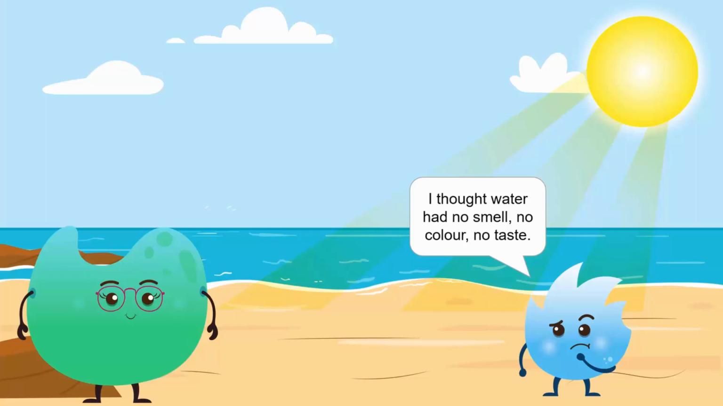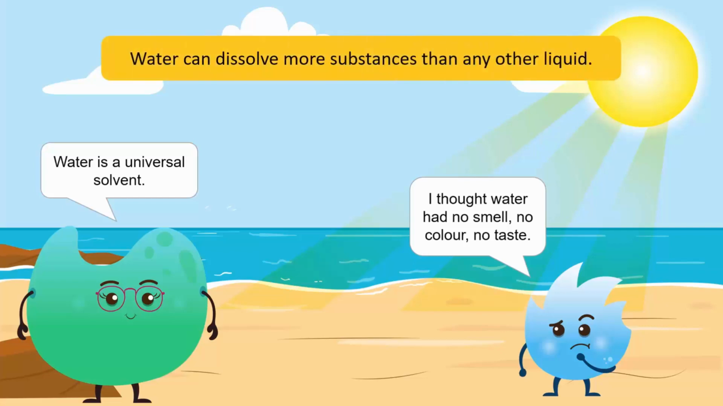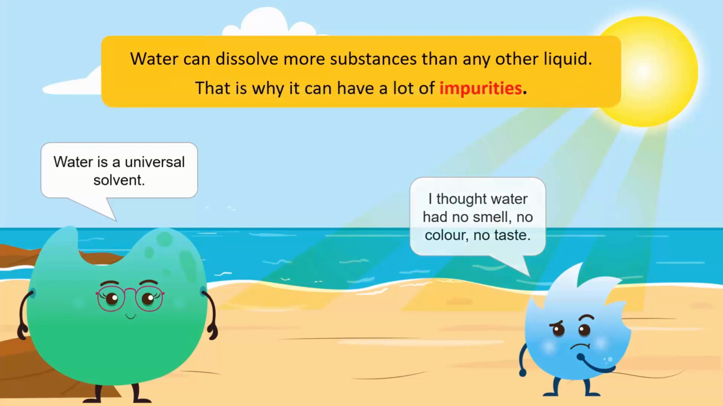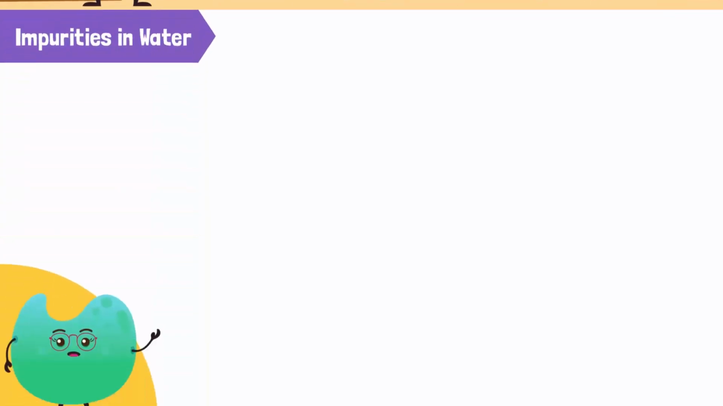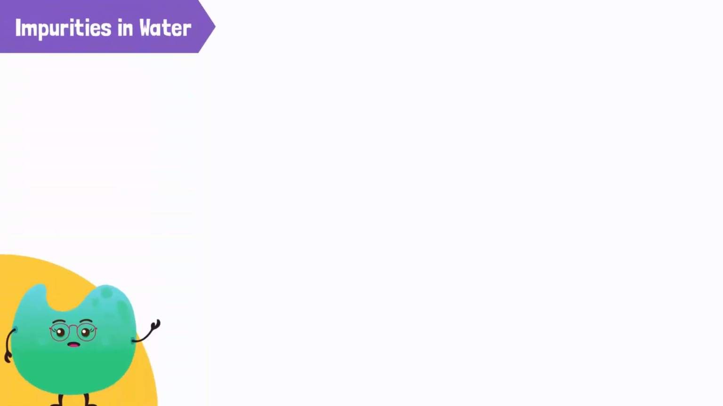That is true for pure water, but water is also known as a universal solvent. This means it can dissolve more substances than any other liquid. That's why it can have a lot of impurities. Like salt? Yes. There are 3 types of water impurities.